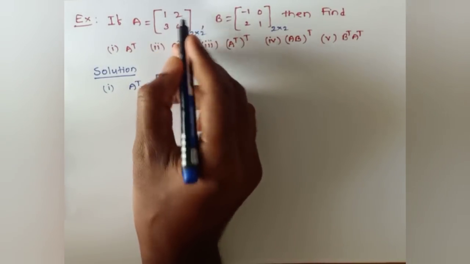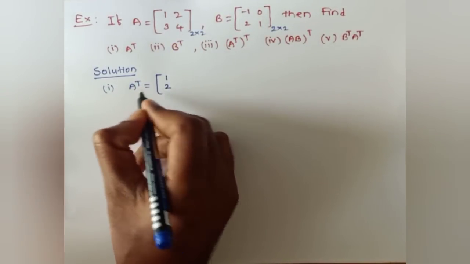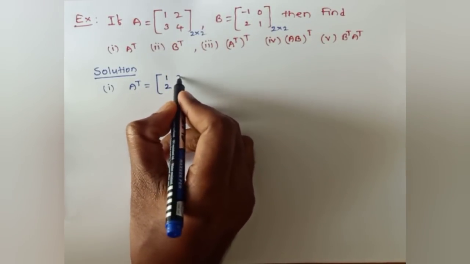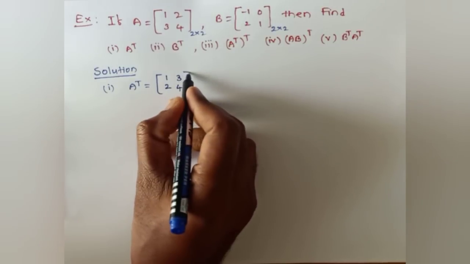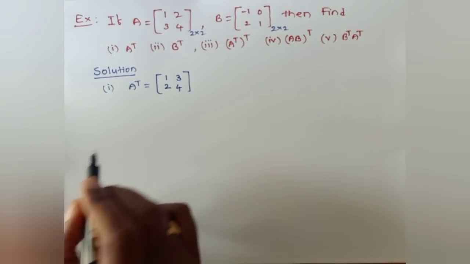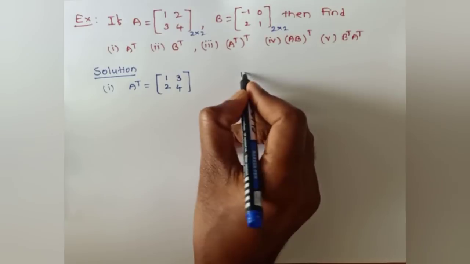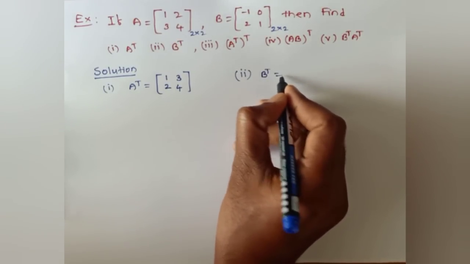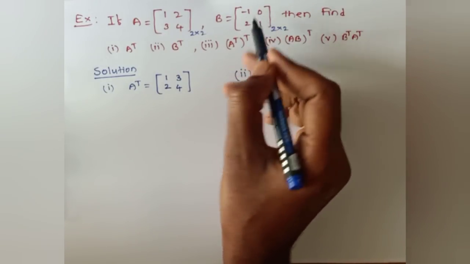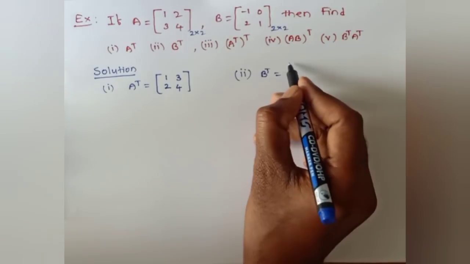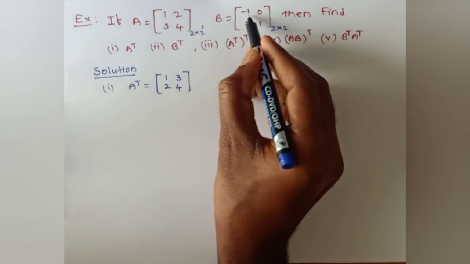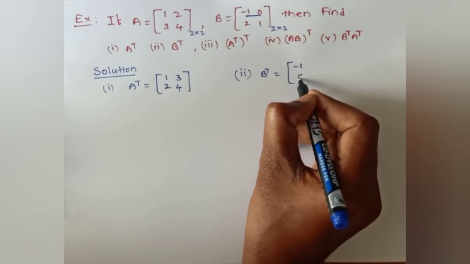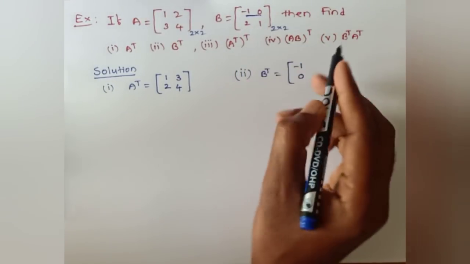For example, in the first matrix, the first row becomes the first column of the transpose, and the second row becomes the second column. So that is A transpose. And see the second problem, that is B transpose. By interchanging the rows into columns, we get B transpose. You just need to write this row as a column, here -1, 0, and this row as a column.